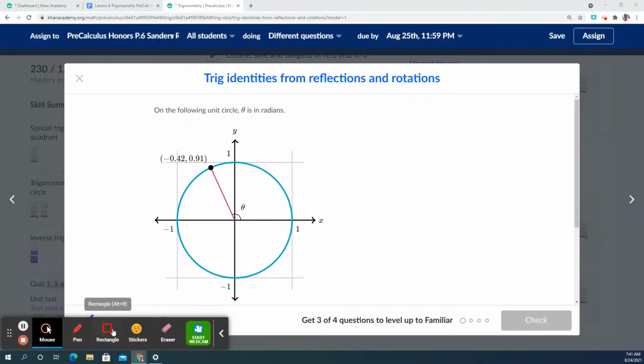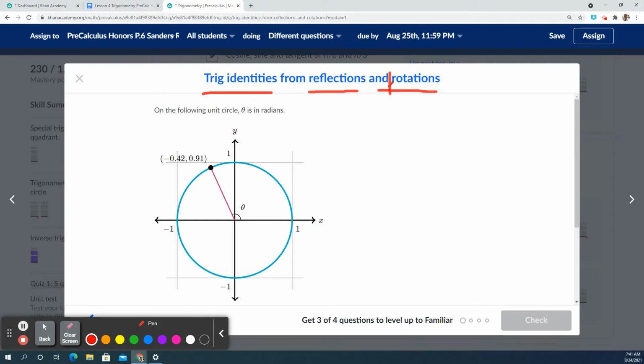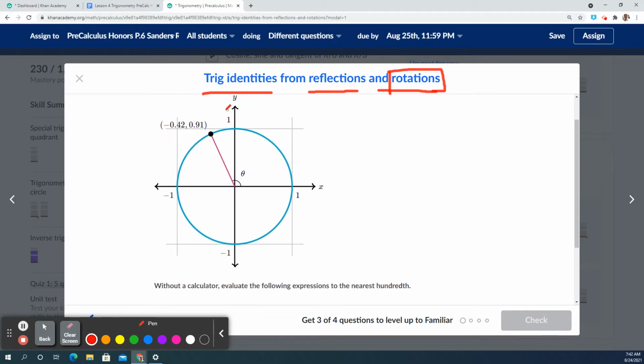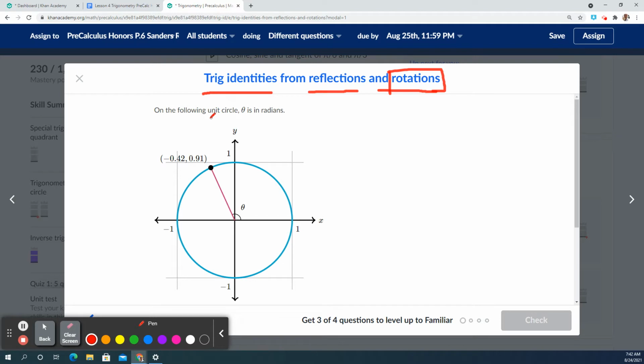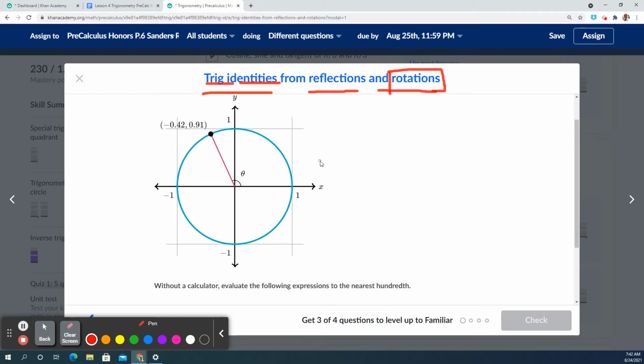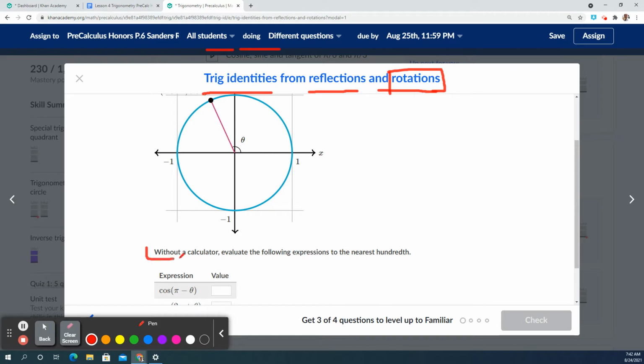All right, we're looking at trig identities, sine, cosine, and tangent, and dealing with reflections and rotations. Mainly, it's the idea of rotations going on here, but the idea of a reflection is kind of like a rotation. All right. So on the following circle, on the unit circle, theta is in terms of radians. They're not even giving us pi, but they are telling us radians. Without a calculator, so no calculator, evaluate the expression to the nearest hundredth. All right, let's see how this goes.